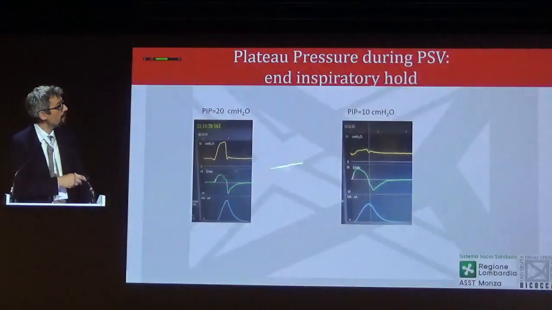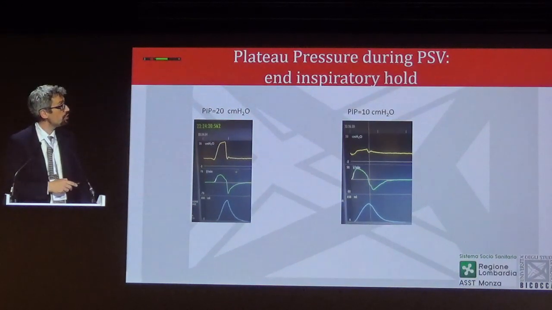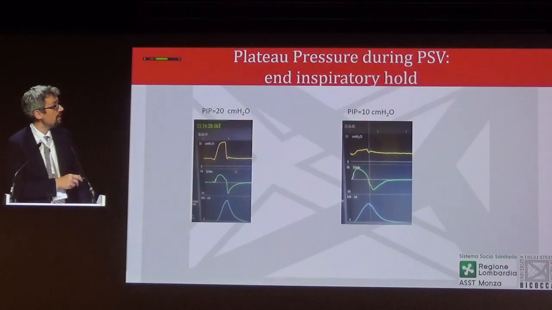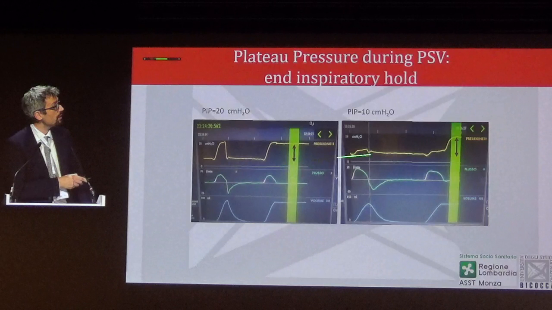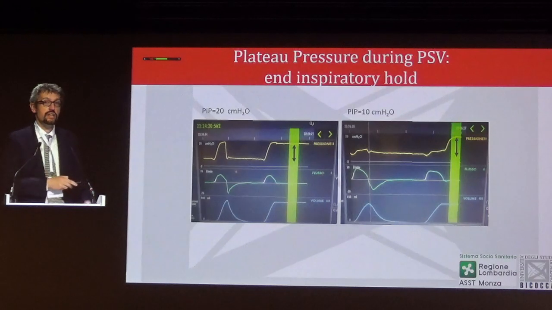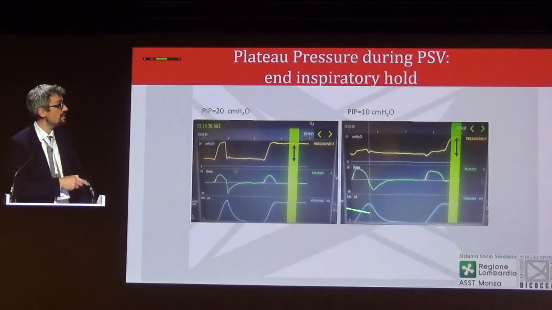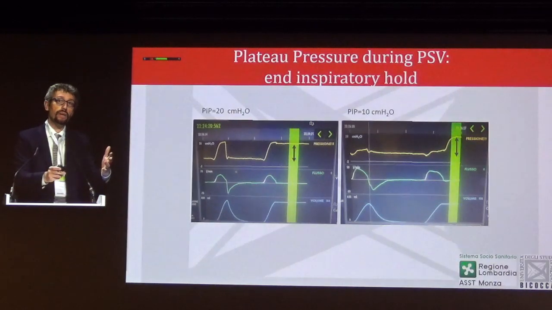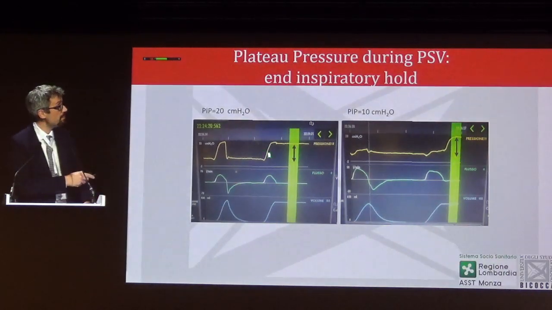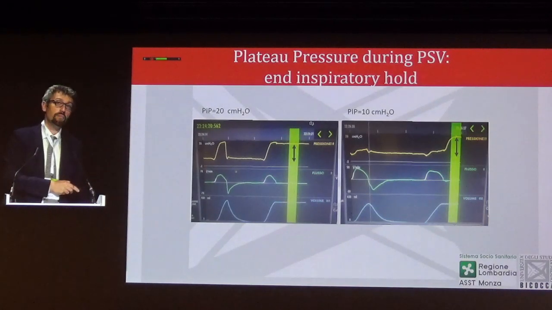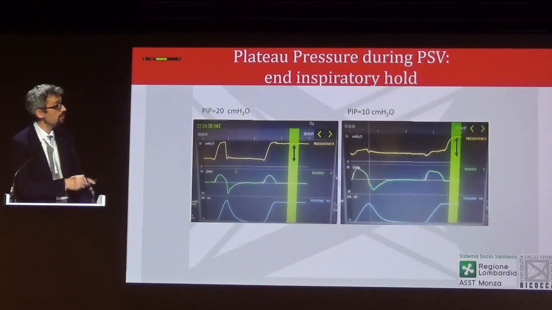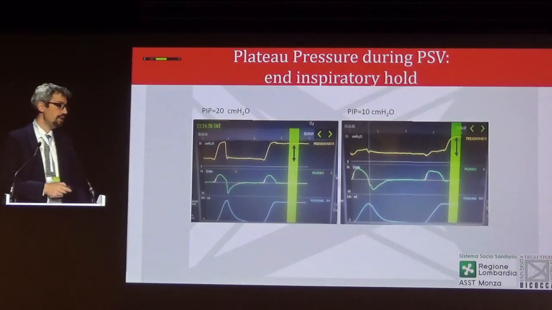So if we go back to the patient I showed you before, we have a peak inspiratory pressure of 20 here and 10 centimeters of water here. If we push our inspiratory hold button, you will see that the plateau pressure is exactly the same, because it's the same patient, with more or less the same tidal volume. The total pressure applied to the respiratory system is the same, except that here almost all the pressure was provided by the ventilator, and here the patient is putting a lot of pressure into the system. And yes, your plateau pressure in this situation can be higher than the peak inspiratory pressure.